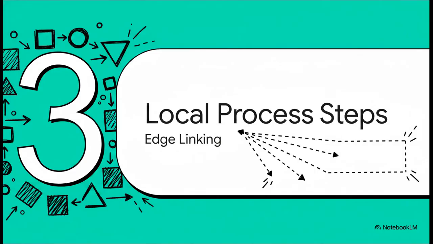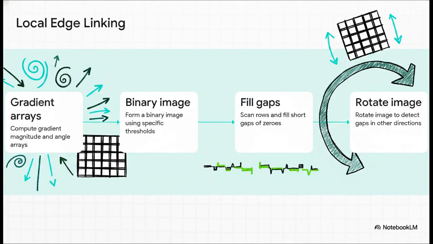Steps of local processing. In the world of image processing, simply detecting an edge isn't really enough, because you often end up with broken, fragmented lines. You actually need to link them together. So first, the algorithm computes gradient arrays, which is really just a fancy way of the computer asking, hey, where's the color changing the fastest and in what direction?